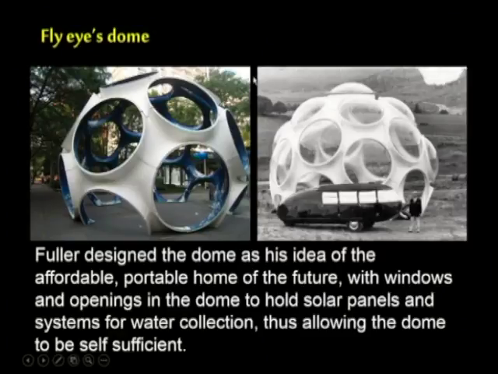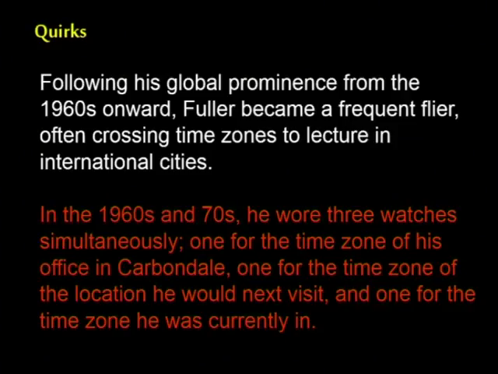There are only three prototypes which were built of the fly eyes dome. One was 24 feet in diameter, one was 12 feet in diameter, and a third one was much bigger than that. The bigger dome is owned by an art gallery, and the mid-sized 24 feet dome is owned by a Miami-based real estate developer, and the smallest of the fly eyes domes is owned by none other than Norman Foster of Foster and Partners. Buckminster Fuller was quirky in nature.